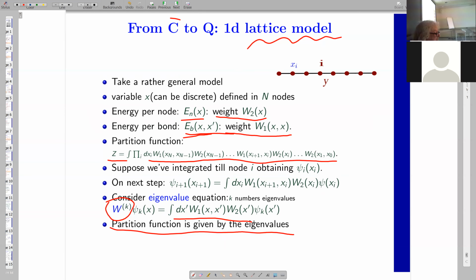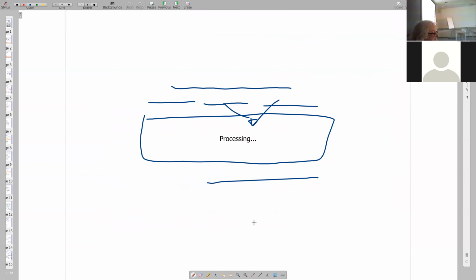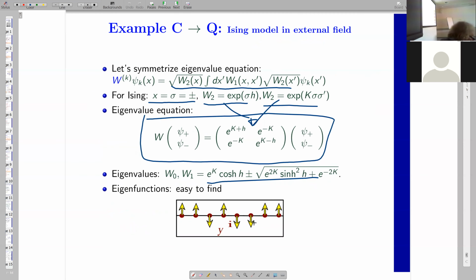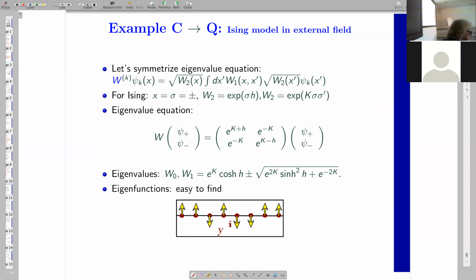And this is a matrix as an exercise. Let's do it for the Ising model. I would like to decorate a bit the eigenvalue equation I have to solve, right?